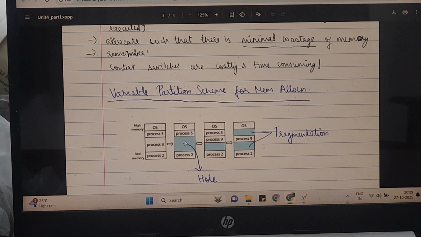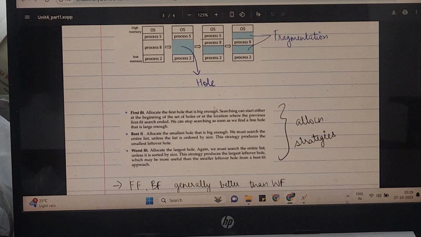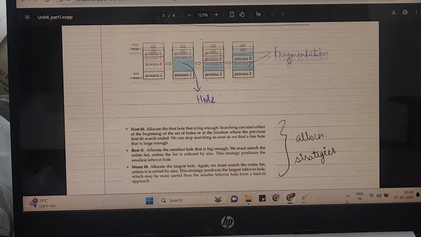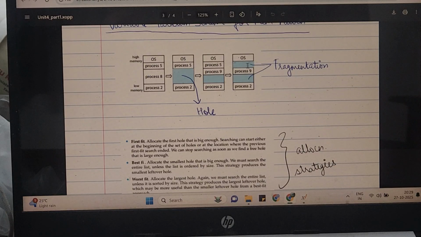So I said you check the holes and you allocate if they are conducive, but within that also there are different ways in which you can allocate. So the first is first fit, best fit, worst fit. First fit is you start from the top, you start checking first hole, second hole. Whatever is the first hole which is big enough to accommodate your process, put the process there.